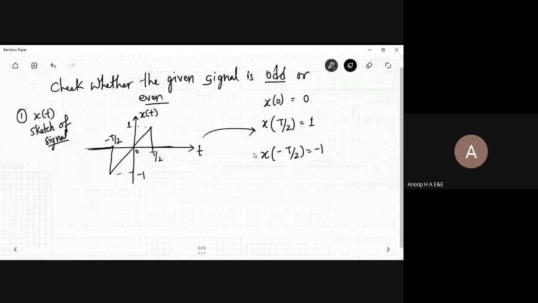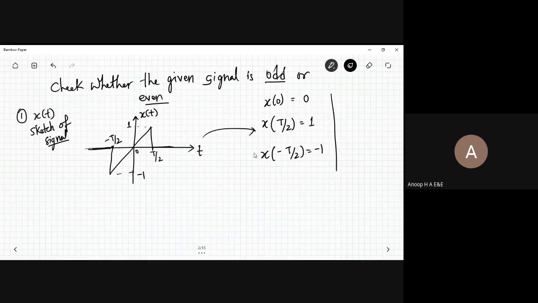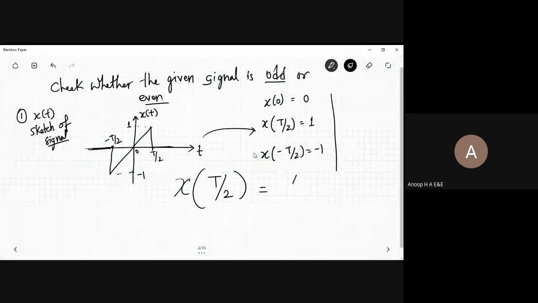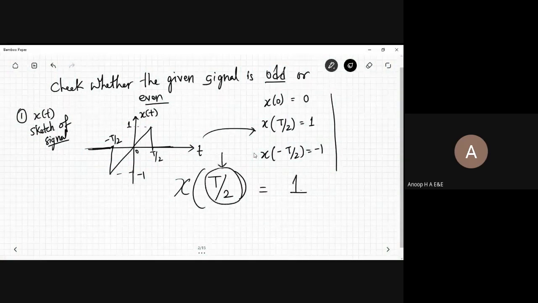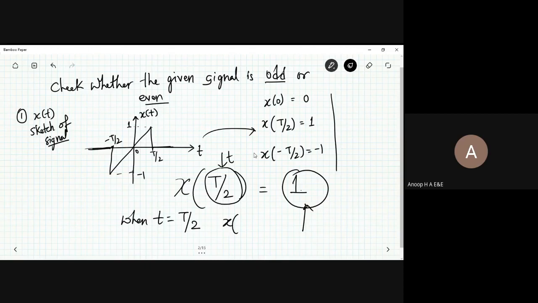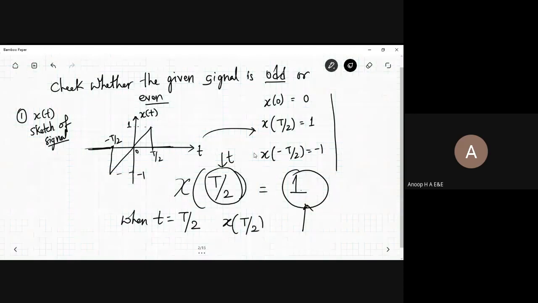So this is said to be x of 0, x of T by 2 is equal to 1, x of minus T by 2 is equal to minus 1. What I'll be representing here is, let me write down, x of T by 2 will be equal to 1. So the value of t, this small t, is present here, and this one is the value when t equals capital T by 2, the value of x of capital T by 2 will be equal to 1 here.